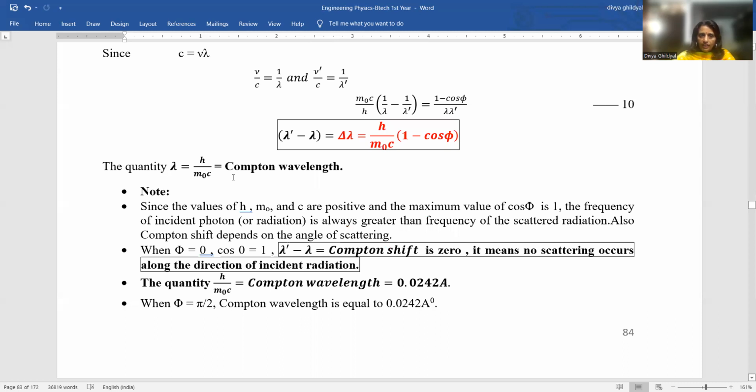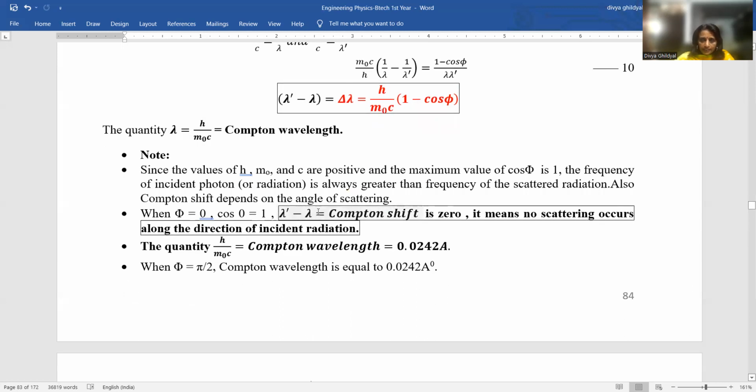Now, since the values of h, m₀ and c are positive constants, the maximum value of cos φ, we know, is 1. The frequency of the incident photon or radiation is always greater than the frequency of the scattered radiation. Also, the Compton shift depends on the angle of scattering. When λ' minus λ is equal to 0, no scattering will occur along the direction of incident radiation.